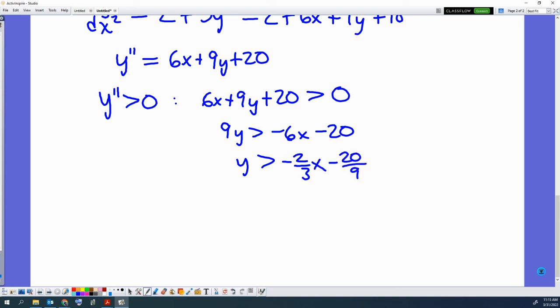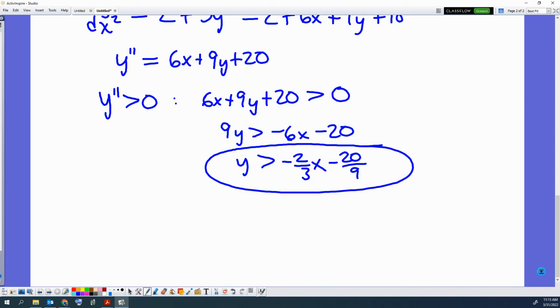Hey, those numbers look familiar, right? That's that same line. We're getting y is greater than that because we were solving an inequality where y double prime is greater than 0. So this is the way they would show it on a scoring rubric for the AP exam. They would show this work, and then you just want to say the solution curves are concave up above the line y equals negative 2/3 x minus 20/9, right?